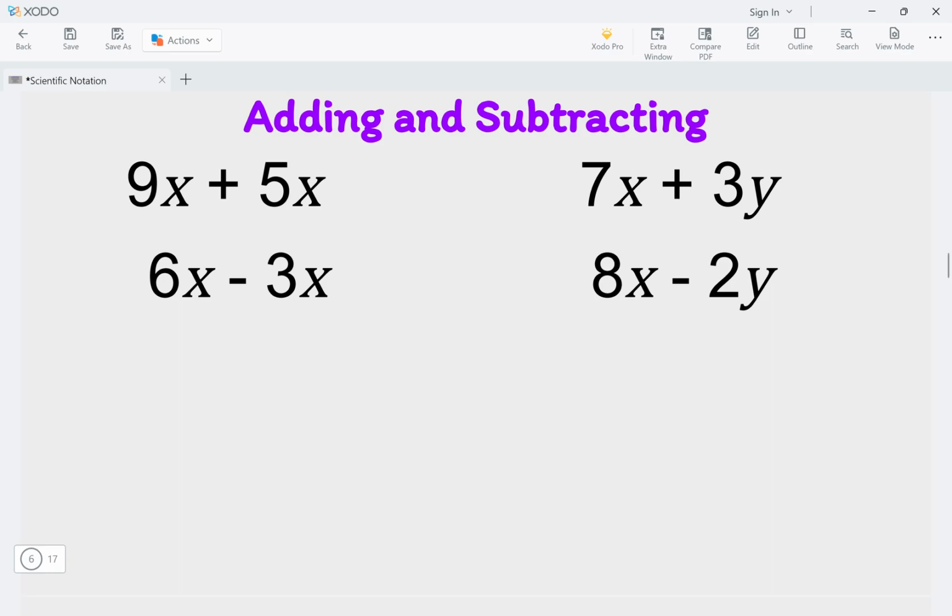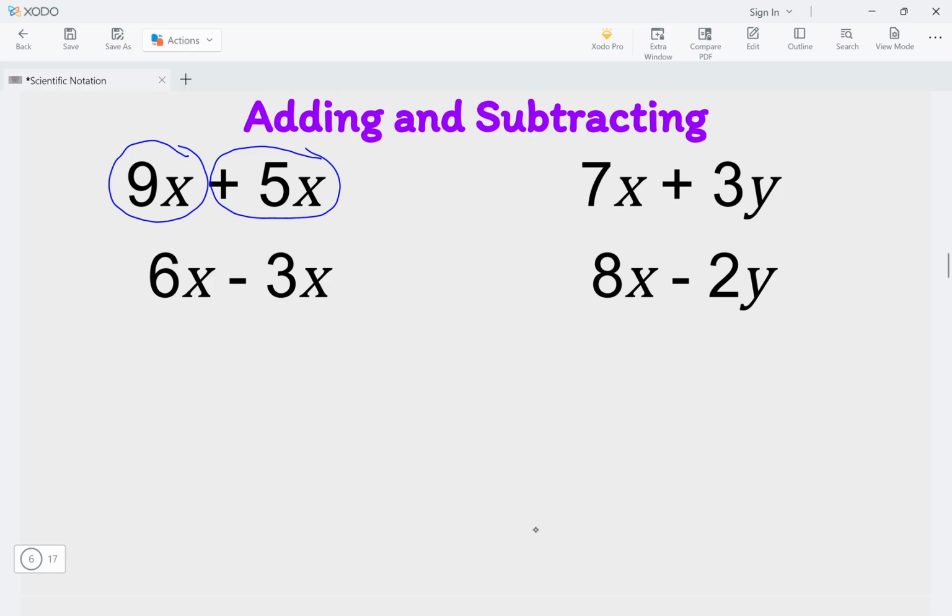This video is going to talk about adding and subtracting and multiplying and dividing scientific notation. So I just want to review what you already know. We've already talked about in math that if I am going to be combining like terms, combining means I'm adding or subtracting, okay? If I combine like terms, then I keep my variable and I add my numbers.